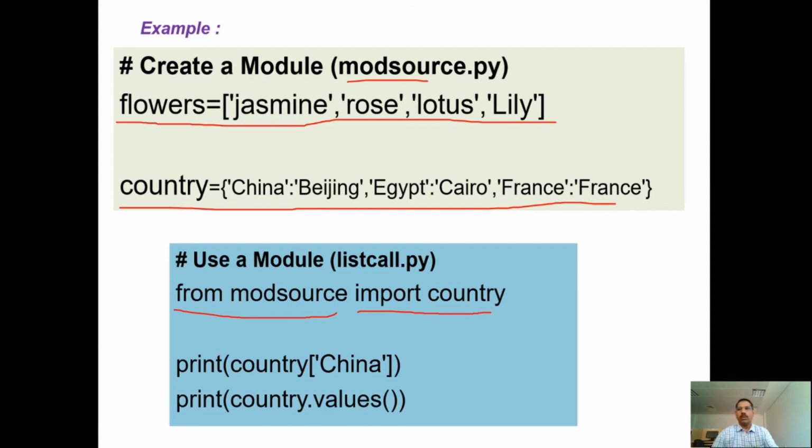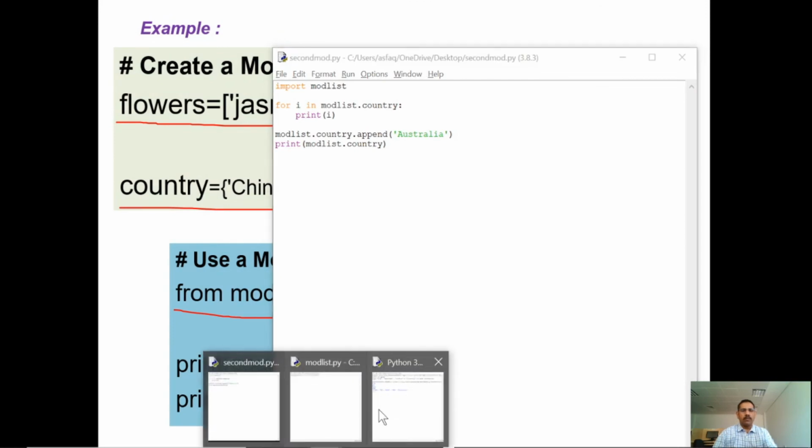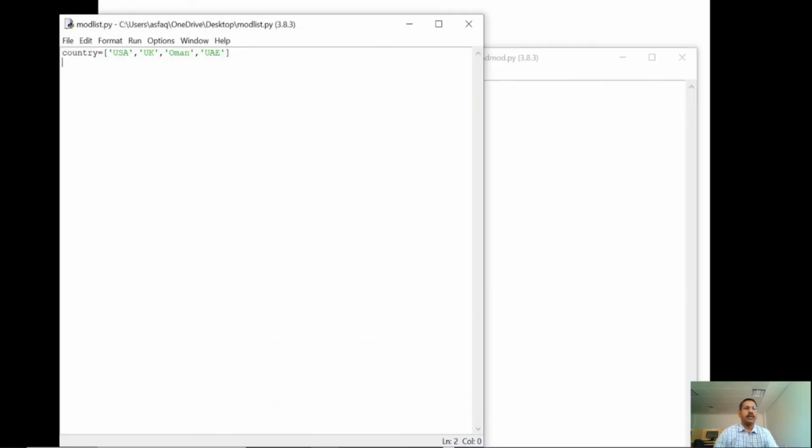I'll open the same code for mod list. Here one list is already there. Now I'm going to create another dictionary, for example: ONE colon 1, comma, TWO colon 2, comma, 3. Now this is the one dictionary we created.